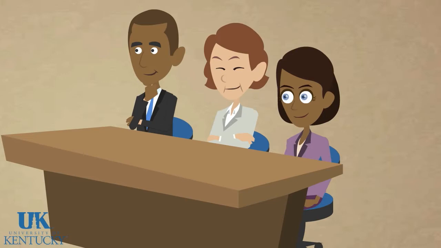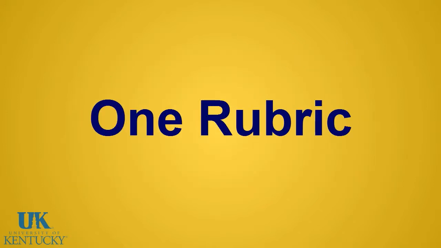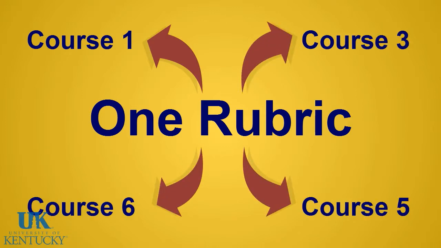This process is usually considered more valid, especially if the process includes multiple evaluations or a group consensus, but it is not always feasible due to time constraints. The program's faculty should determine which process makes the most sense to them in regards to validity, time, and program culture. When using rubrics, it is strongly advised that the same rubric be used for the program evaluation. Though assignment rubrics will change from assignment to assignment and course to course, program rubrics should be written in a way that captures the broad categories of the outcome.